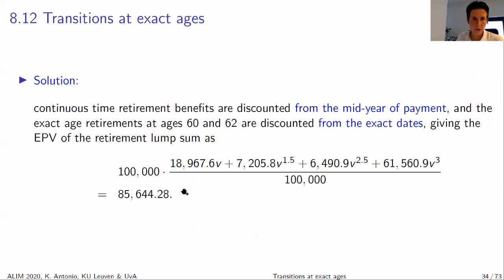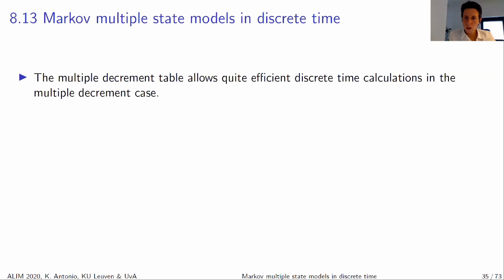Yeah. So here you get this calculation that I explained on the iPad. This accounts for both exact age or exact date retirement with discount factor v and v to the power 3, and then the valuation of your retirement benefits halfway through.